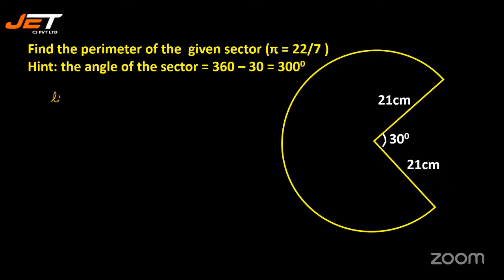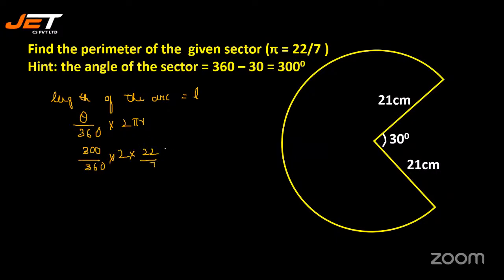So we have length of the arc, isn't it? So length of the arc is L. So theta by 360 into 2 pi r. So what is theta? 300 by 360 into 2 into 22 by 7 into 21. So 7 ones are 7, 7 threes are 21, 3 tens are 30, 3 12s are, 2 6s are, 2 1s are, 3 1s are, 3 2s are, 2 1s are, 2 11s are. So it is 110 centimeter.